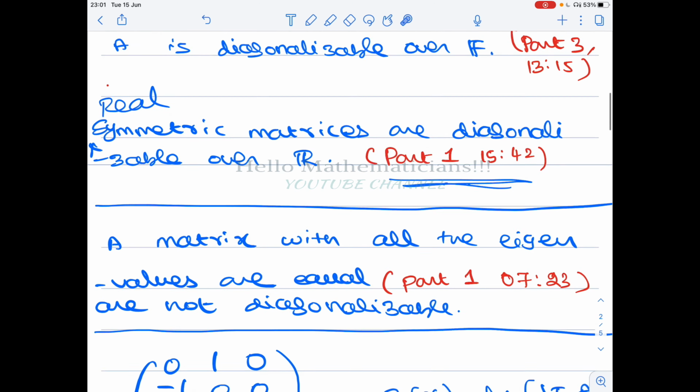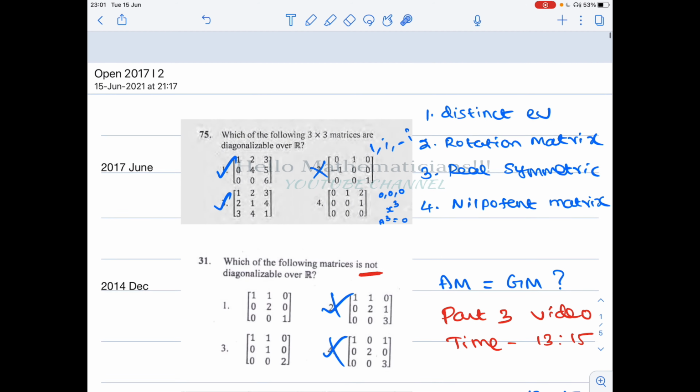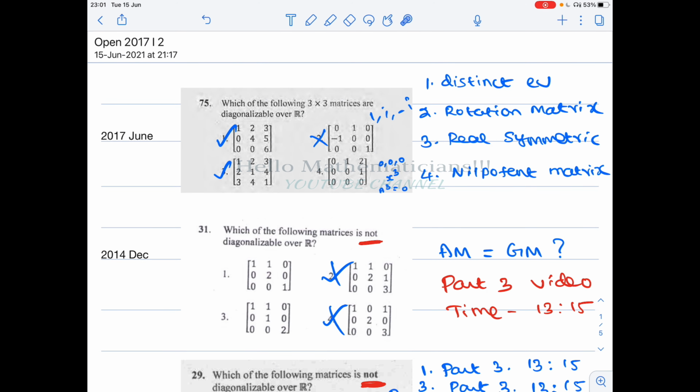And if you see in part 1 at 7 minutes 23 seconds, we have proved a very general result: if all the eigenvalues of a matrix are equal, then such matrices are not diagonalizable. That we have proved there. Please check the part 1 video at 7 minutes 23 seconds. By that result, this matrix has all eigenvalues equal. So we conclude that any nilpotent matrix is not diagonalizable over R. For the same reason, nilpotent matrices are not diagonalizable over C also. So this option is false.